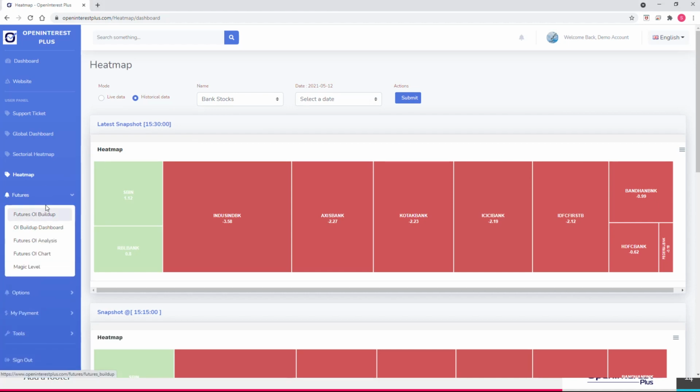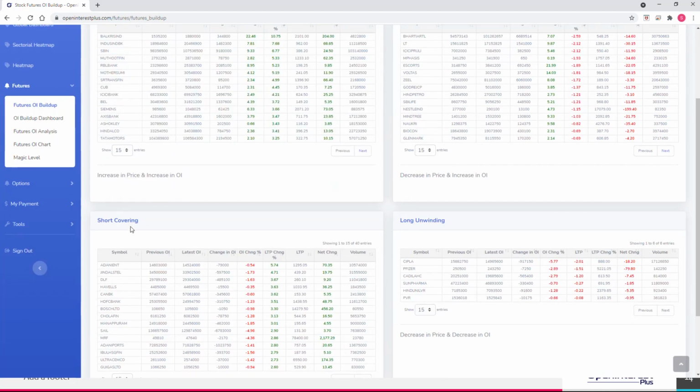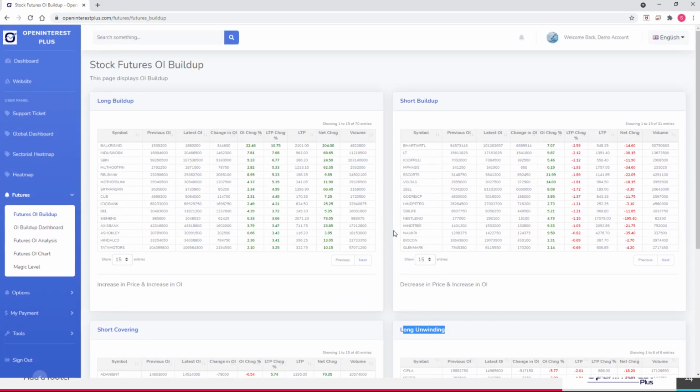So this is about the heat map, and then next we will move to the most interesting, which is the futures section. Under futures, first we have the future OI buildup. What we have done here is we have segregated the stocks into four classifications, basically four quadrants: long buildup, short buildup, then we have short covering, and then we have long unwinding. These are the four quadrants we have built here, and based on the stock price movement as well as the open interest data, the stock will be classified into one of these quadrants.